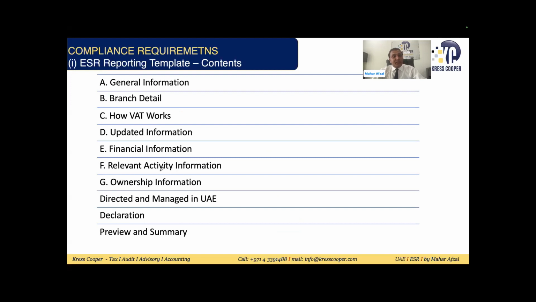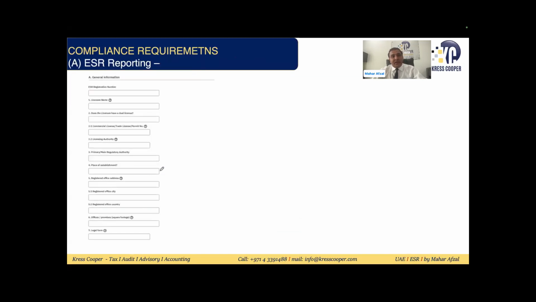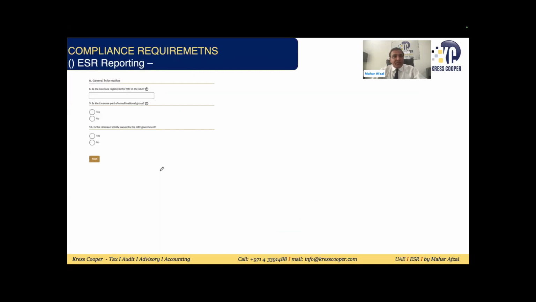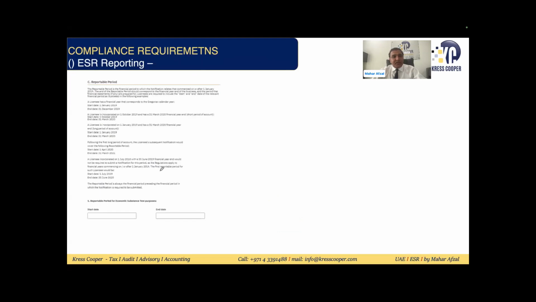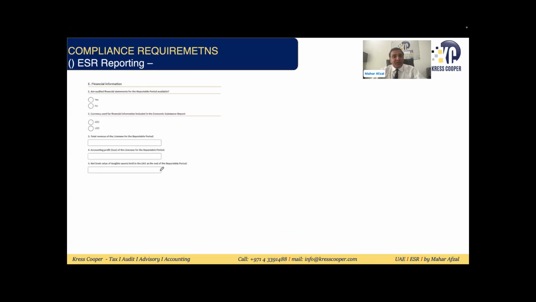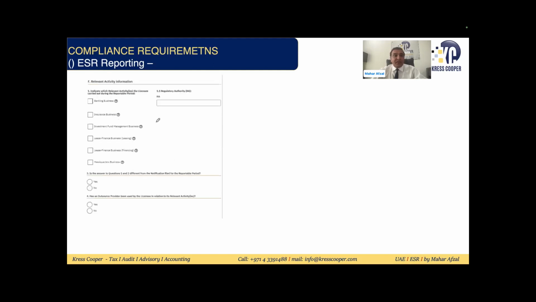So general information, branch detail. Again, I have taken a screenshot for the reporting. You can go through this, the license registered or not. Then they are asking relevant activity, commercial license. These are basic information. Then they are asking updated information, financial information. This financial information is not required at the time of submission of notification, but at the time of submission of report, yes, this financial information is required. Audited financial statement reportable, available, currency used, total revenue from the relevant activity, accounting profit from the relevant activity, net book value. I think, yes, this is on total level. Now next they are asking relevant activity.